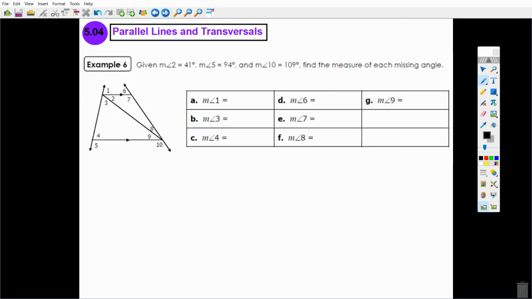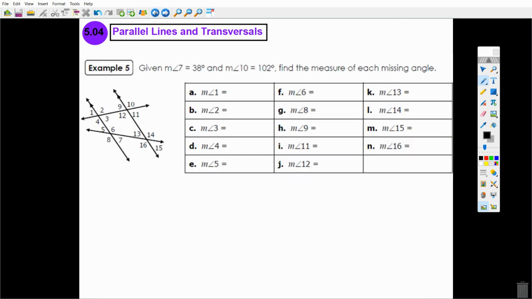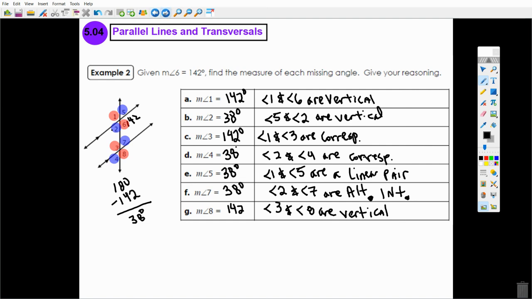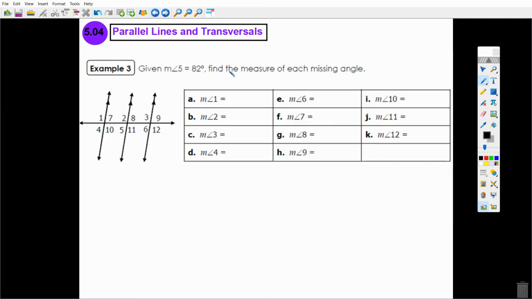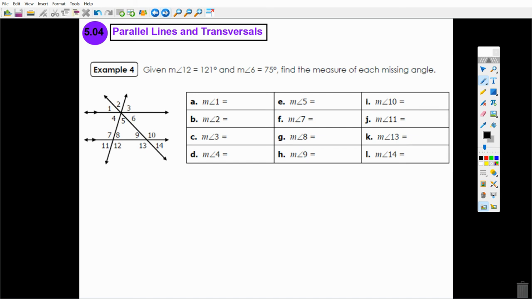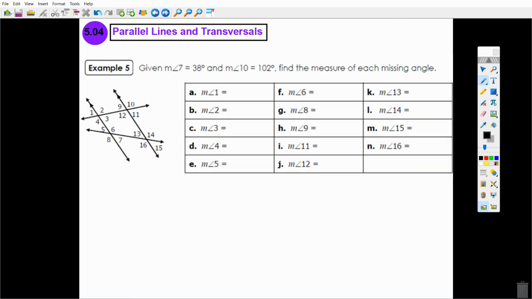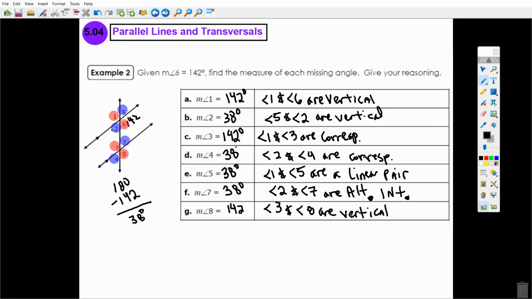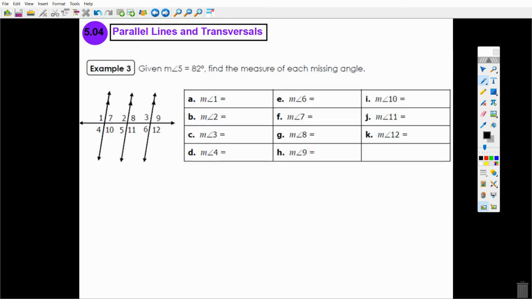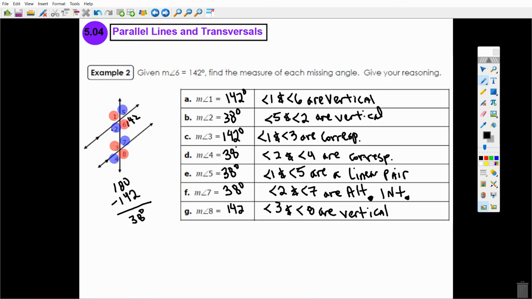We got a couple more. I think I'm going to go ahead and go with 3, probably 4. Yeah, because we're going to have to slow down with the other one. So I'm going to go with 3 here. Given measure angle 5. Actually, I'm going to stop there because I'll give some practice today on just the basics, just so that you can play around with that.